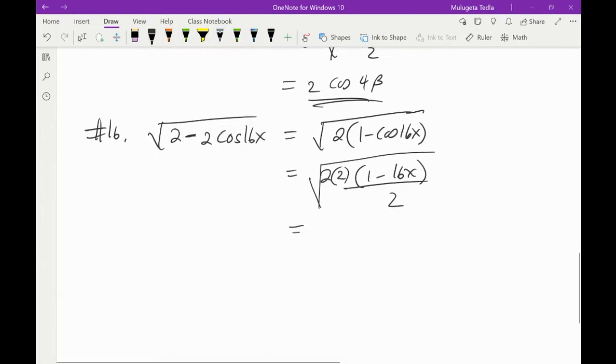So the square root of 4 is 2. The square root of that is what? Oh, sorry. Then this becomes what? This becomes 2 sine of half of the angle 8x.